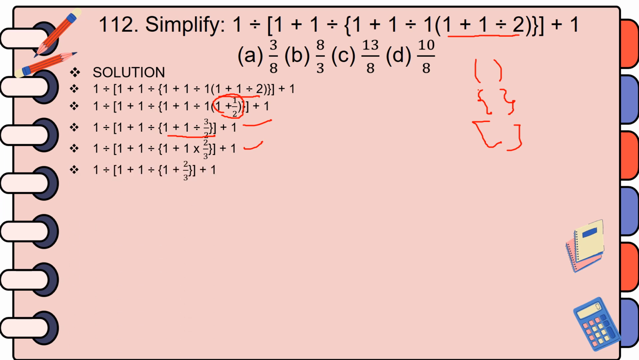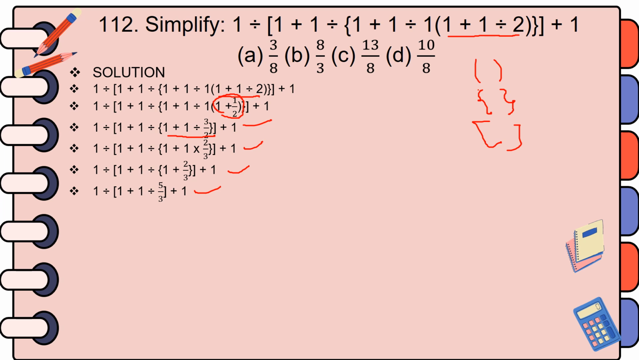Then continue, and the equation becomes 1 plus, open the bracket, 1 plus 1 divided by, then open the brace, 1 plus 2 over 3, close the brace, close the bracket, plus 1. Then in a brace we have 1 plus 2 over 3, it means 5 over 3. Then it can be written in such a way.